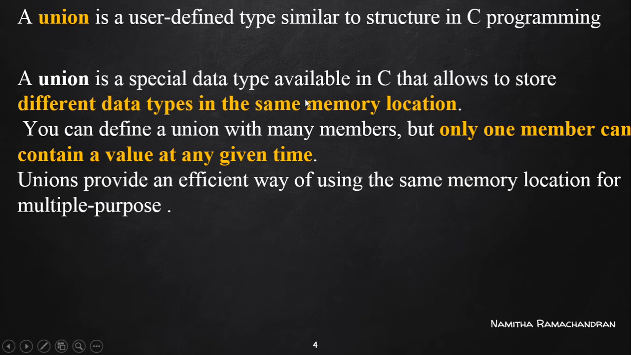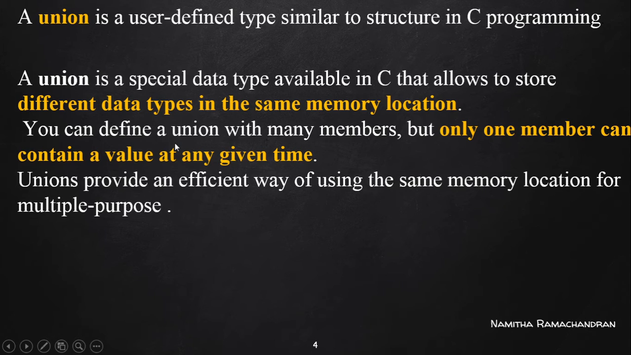A union is a special data type available in C that allows you to store different data types in the same memory location. This is one of the properties of a union. It allows you to store different data items in the same memory location. You can define a union with many members, but only one member can contain a value at any given time.